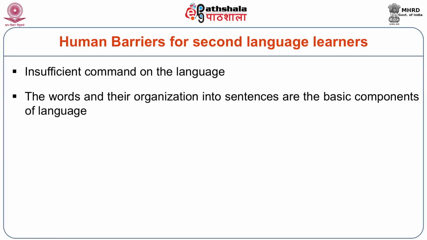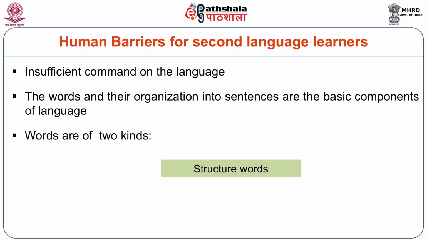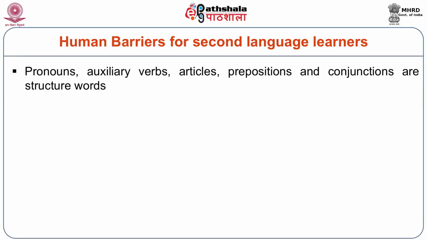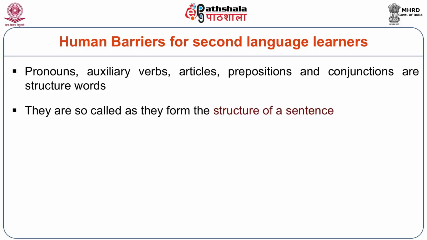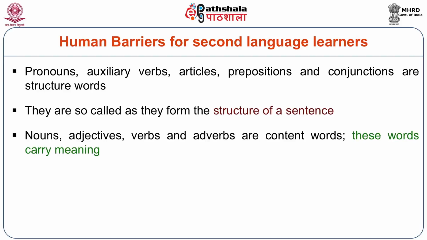Now, while discussing human barriers and insufficient command of language, there is something more to discuss. Words and their organization into sentences are the basic components of language. Words are of 2 types, structural words and content words. Pronouns, auxiliary verbs, articles, prepositions, and conjunctions are all structural words. They are so called because they form the structure of a sentence. Nouns, adjectives, verbs, and adverbs are content words because they carry meaning.